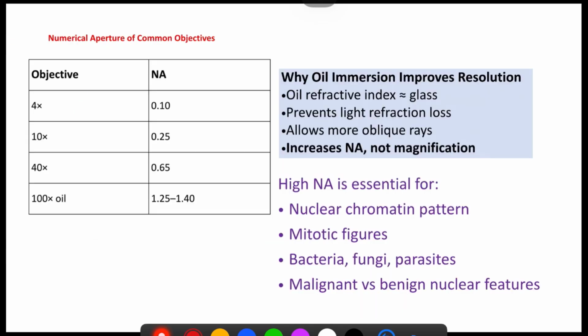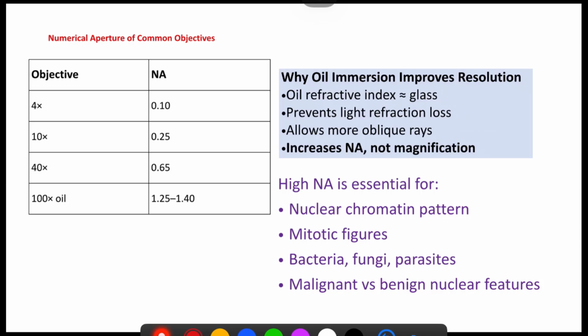So there are different numerical apertures for different objectives, like for 4x it is 0.10, 10x 0.25, 40x 0.65 and for oil immersion it is 1.25 to 1.40. So why does oil immersion improve resolution? Because the refractive index of oil, which is 1.515, is equal to glass, which is having 1.52. It prevents light refraction loss and allows more oblique rays. So it increases numerical aperture but not magnification.